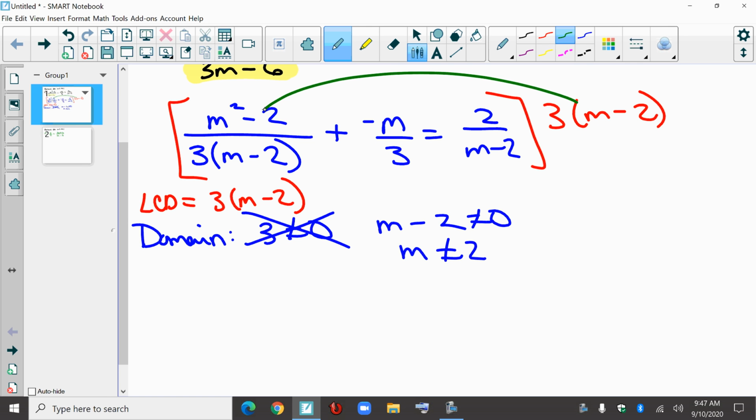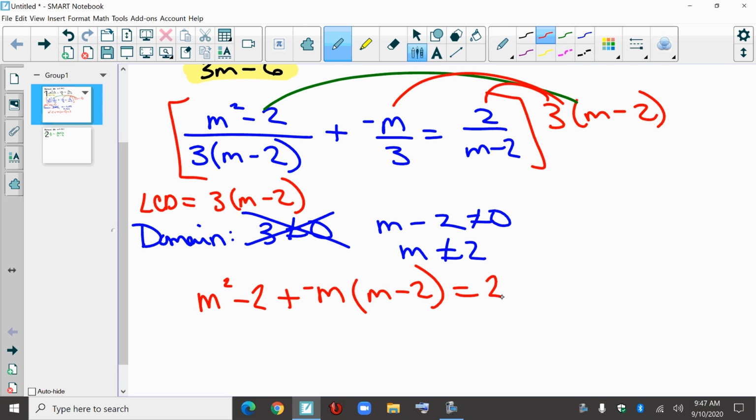So if I take my LCD of 3 times m minus 2, and I go ahead and distribute that in, the 3 and the m minus 2 are going to cancel out, and what remains is just the numerator of m squared minus 2. If I go to the second fraction, only the 3's cancel out, so I'm going to drop down the numerator of the negative m, and I'm going to tack on the m minus 2 because that does not cancel out. Then I go to my third fraction, and this time the m minus 2's cancel out, and I drop down the 2, which was from the numerator, and I drop down the 3, which does not cancel out.